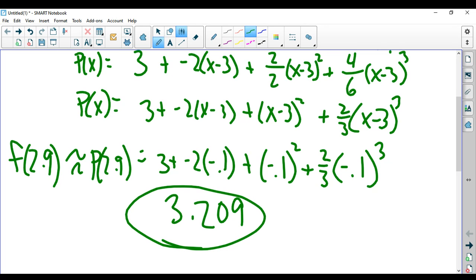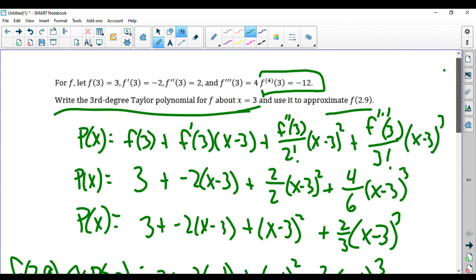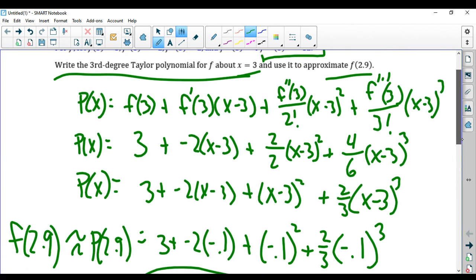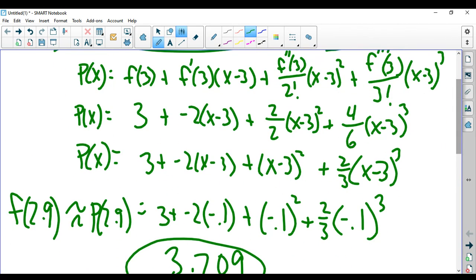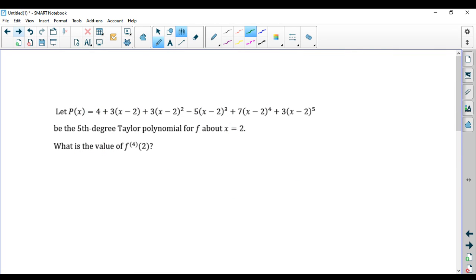That's it. Those are actually easier than the ones where you're given the actual function, because you don't have to worry about calculating the derivative, obviously. That was pretty short, so let's look at one last example. This is a little different. This gives us the Taylor polynomial for a certain function f, and it wants us to figure out the value of the fourth derivative at 2. So now we're kind of working backwards.